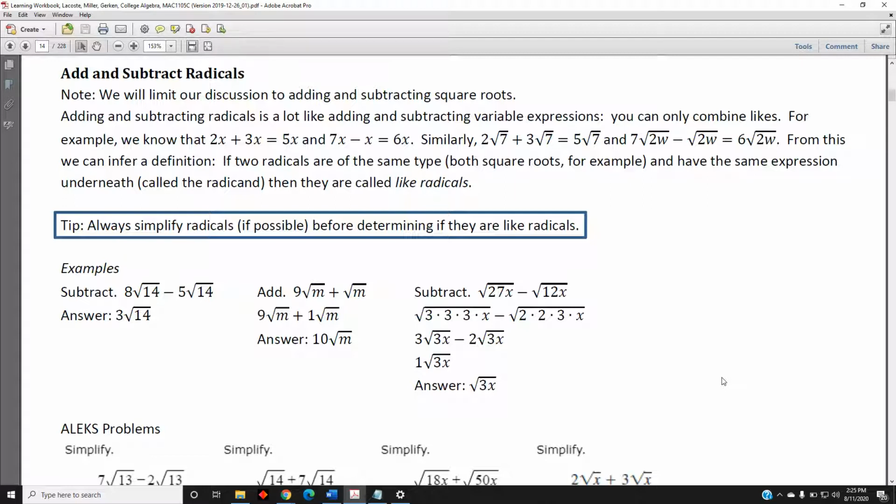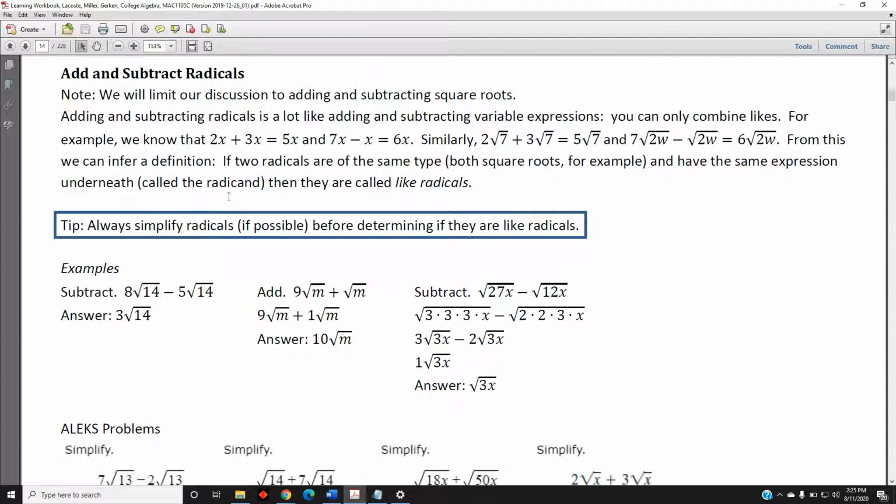For example, we know that 2x plus 3x equals 5x. And we know that 7x minus x equals 6x. Similarly, 2 radical 7 plus 3 radical 7 equals 5 radical 7. And 7 radical 2w minus radical 2w equals 6 radical 2w.